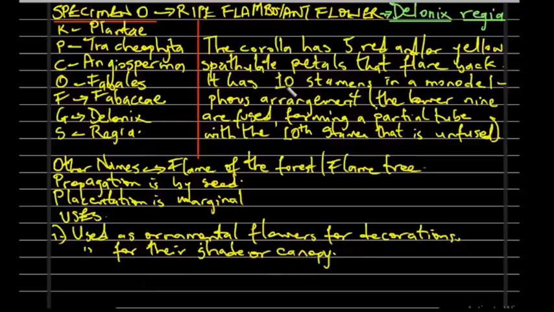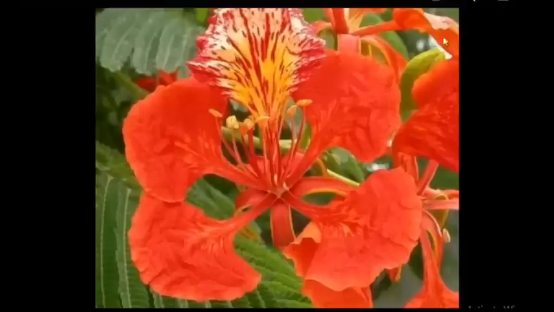Now looking at the flower itself, the corolla has 5 red and/or yellow spatulate petals that form the flower, and they all flare back. It has 10 stamens in a monodelphous arrangement. The monodelphous arrangement means that the lower 9 are fused, forming a partial tube, with the 10th stamen unfused, found at the top of the flower.